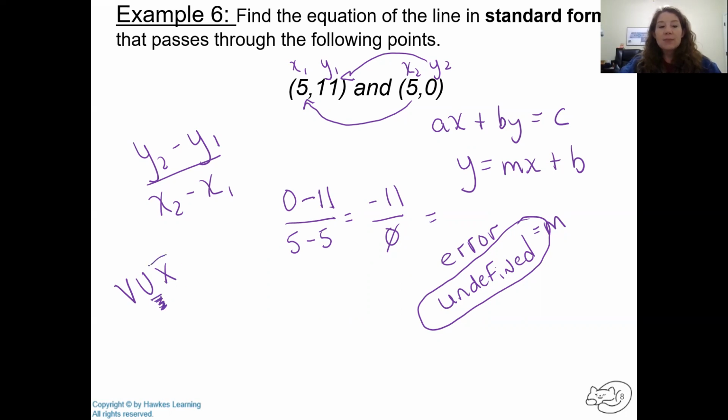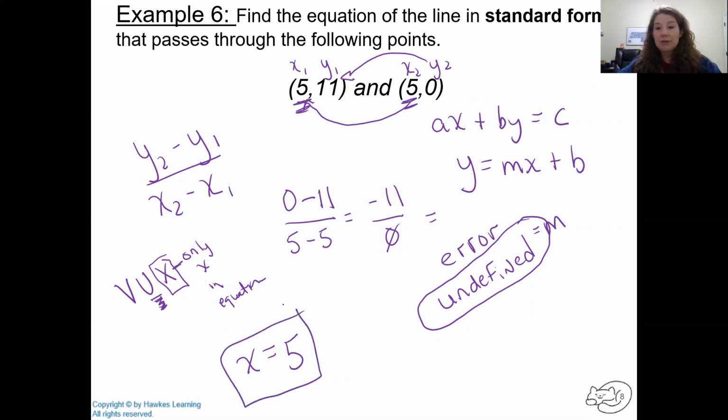Well, this tells me there's only an X in the equation. So what is the equation of my line? Well, it has to be X equals a number. Look at our 2 points, our 2 coordinates. What do you notice about both of them? Both of them have a 5 in the X value. So the whole equation I have is X equals 5, and that's it.